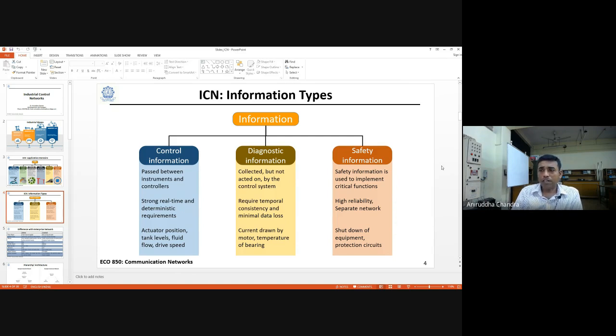On the other hand, the diagnostic information is generally collected. Sometimes it is acted upon, but mostly it is not acted upon. Like the amount of drilling done throughout the day in different hours, or current drawn by a motor, or temperature of a bearing. So these are the diagnostic information that are generally collected. Sometimes they are only collected, sometimes they are acted upon as well, but they are acted upon through the control information only. Now, in the middle of the paragraph, it's written that they require temporal consistency and minimal data loss.